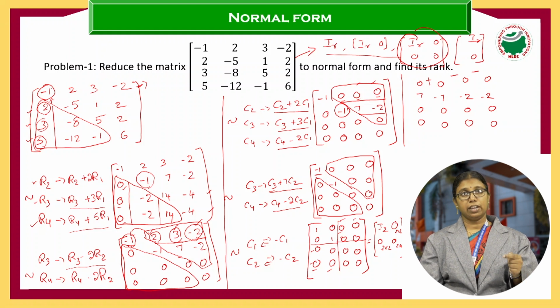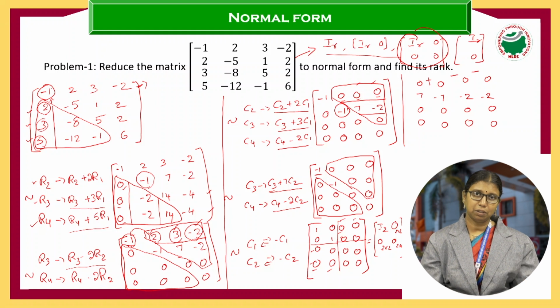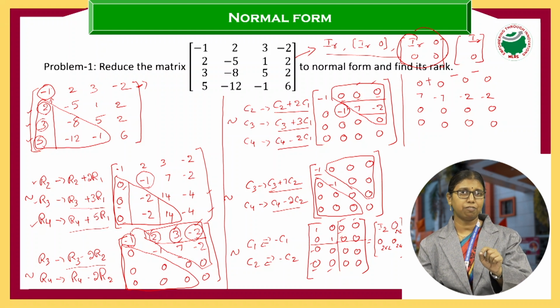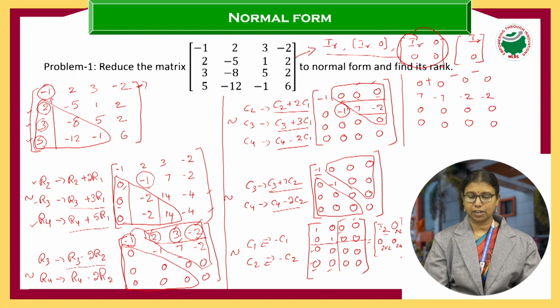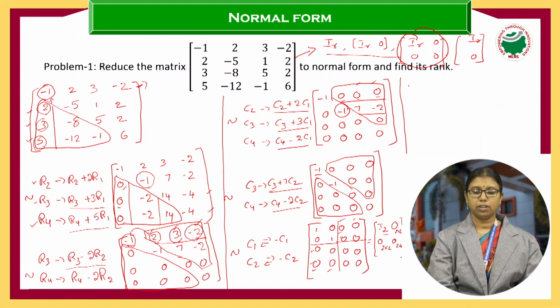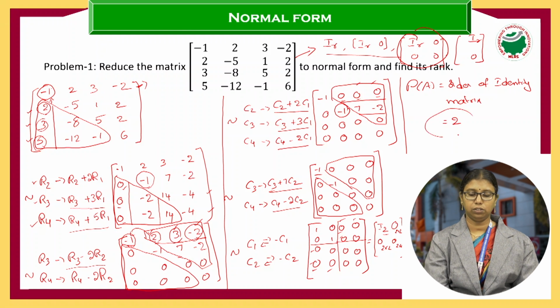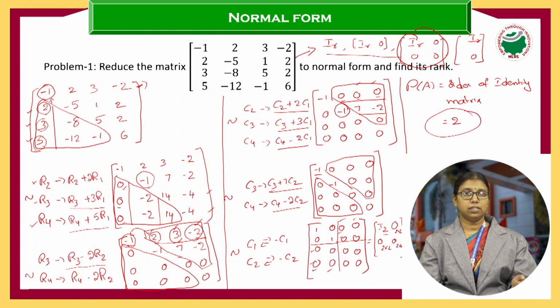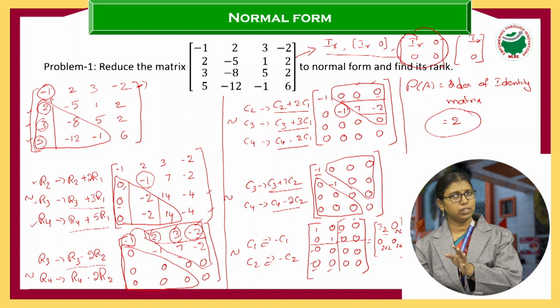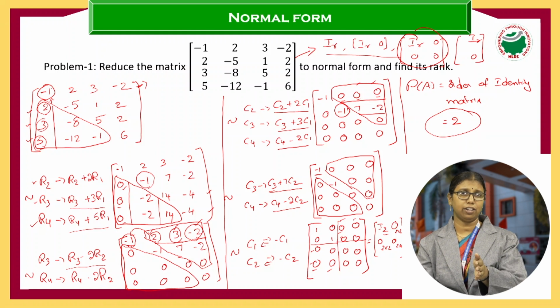Now using canonical form, how can we define the rank of the matrix? The rank of a matrix is the order of the identity matrix. What is the order of the identity matrix here? 2. That means the rank for this matrix equals 2. So for canonical form, we can define the rank of a matrix as the order of the identity matrix. Here the identity matrix order is 2, so your rank is equal to 2. This is our answer. Is it clear how we have to convert the given matrix to canonical form and how we have to define the rank of the matrix?